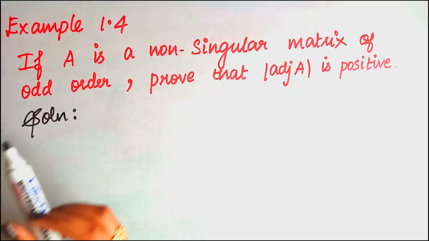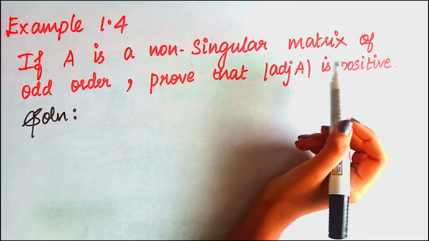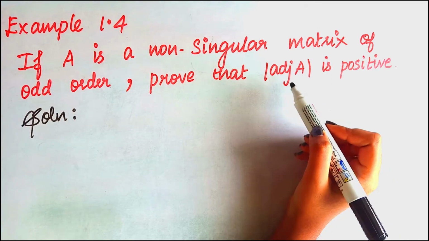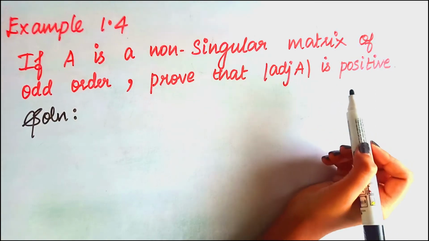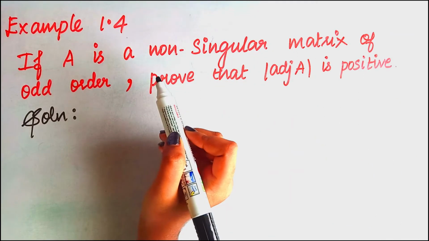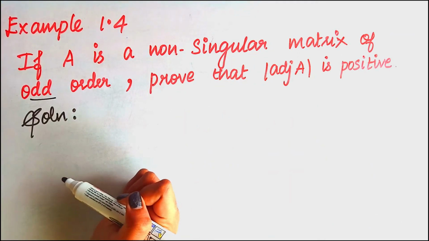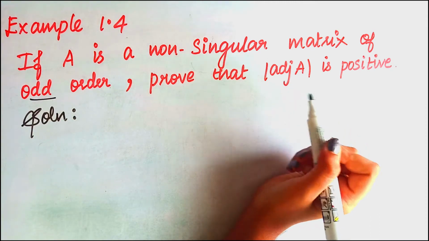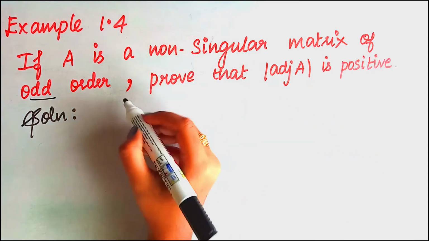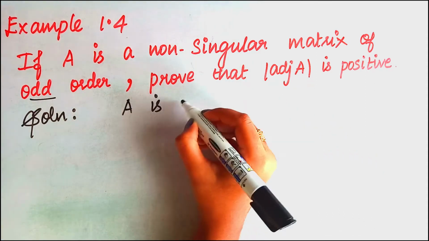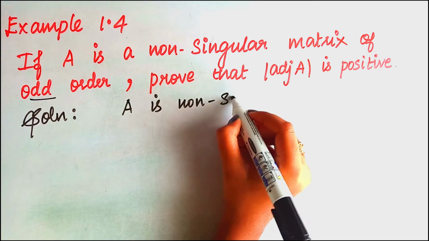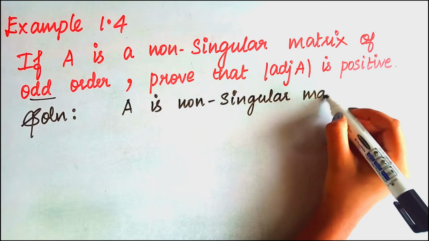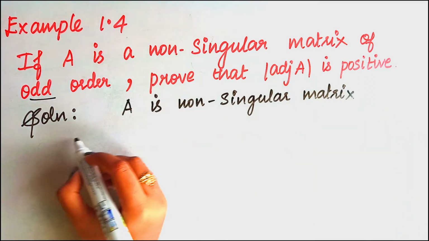Example 1.4. If A is a non-singular matrix of odd order, prove that determinant of adjoint A is positive. So here they have given A is a non-singular matrix of odd order. Okay, so it's an odd number, and then prove that determinant of adjoint A is positive. So what is given is, A is non-singular. This is the first thing they have given, non-singular matrix of odd order.